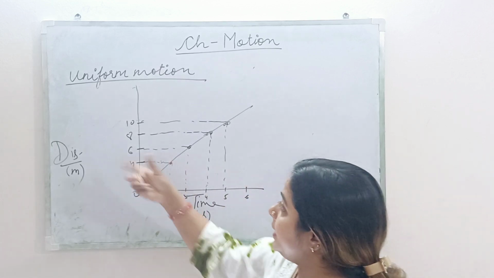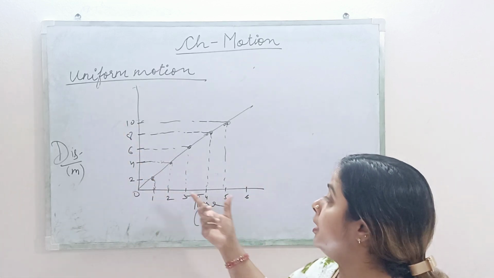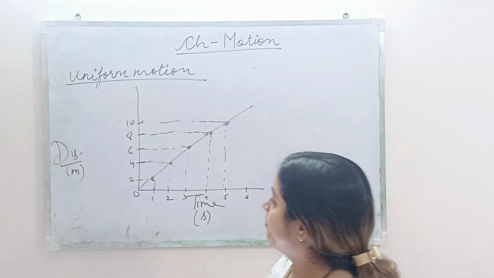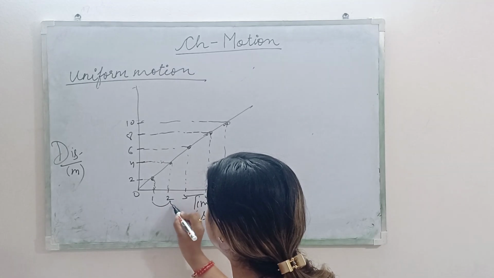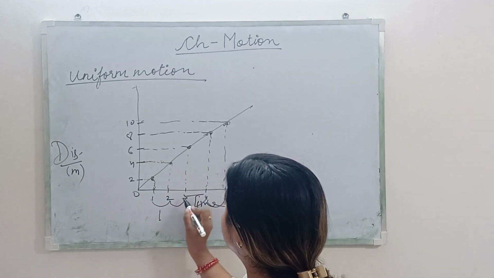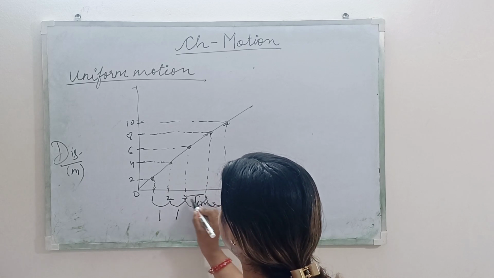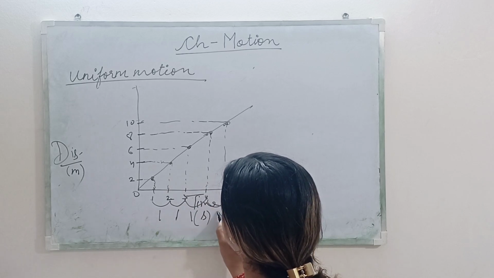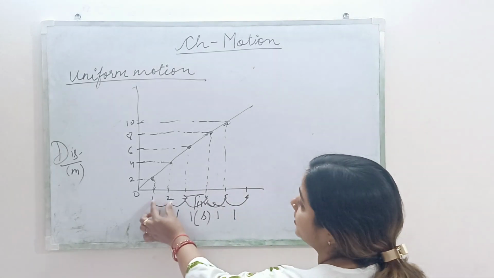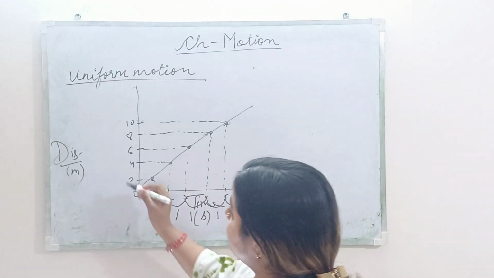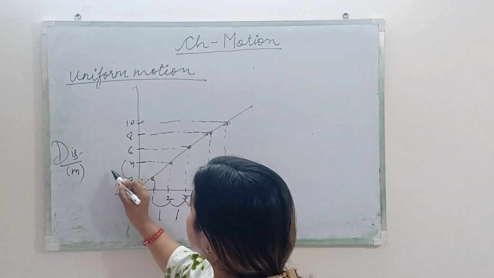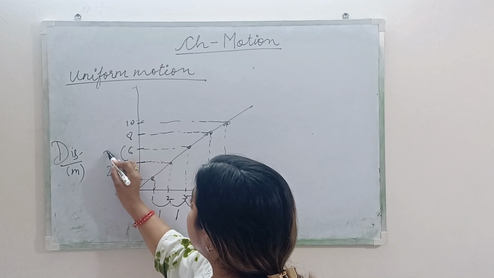Now, how can you say that the distance traveled is equal in equal time interval? See, the difference between time interval is same here. 2 minus 1, 1. 3 minus 2, 1. 4 minus 3, 1. 5 minus 4, 1. 6 minus 5, 1. So it means in each second the body is covering equal distances. Here also distance is equal. 2 minus 0, 2. 4 minus 2, 2. 6 minus 4, 2.